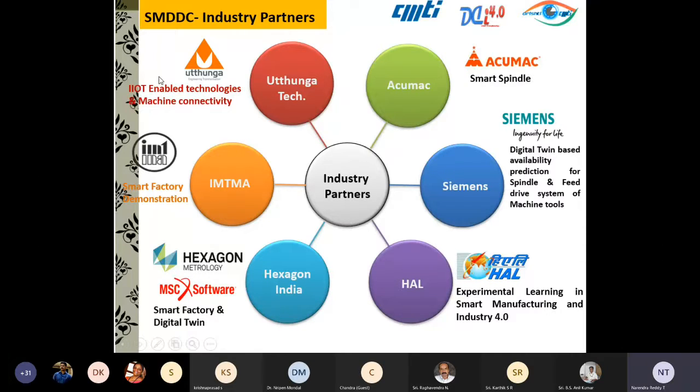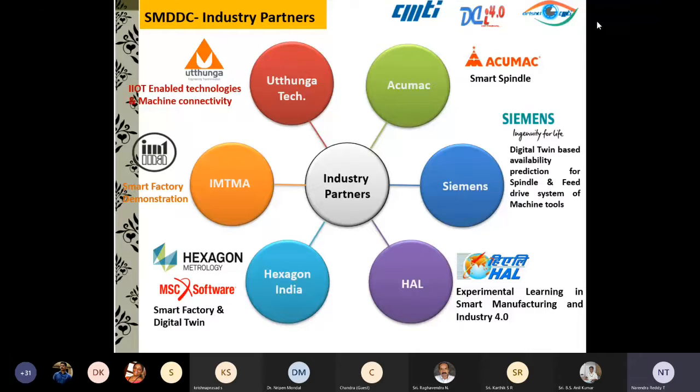And with Acumec, this is an SME basically. They are developing spindles. Whatever you see, conventional or even CNC machines, they are selling about 1,000 spindles every year. They want to be globally competitive. For that reason, they want to make the spindles into smart spindles. We are basically into this smart integration for the spindle.